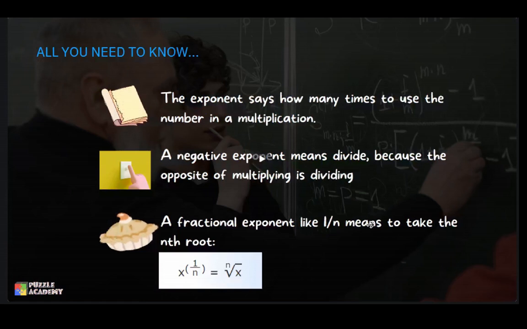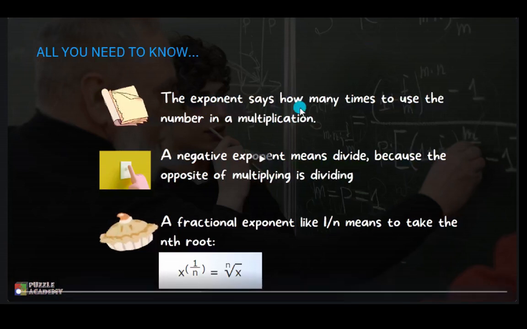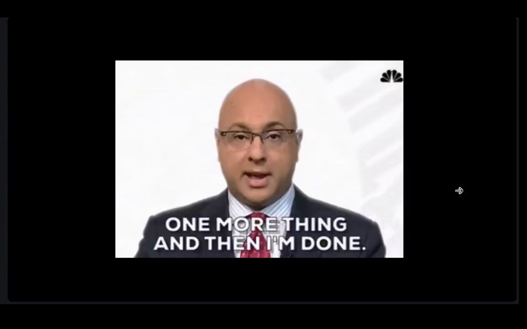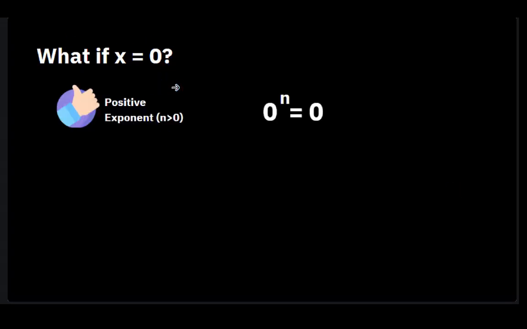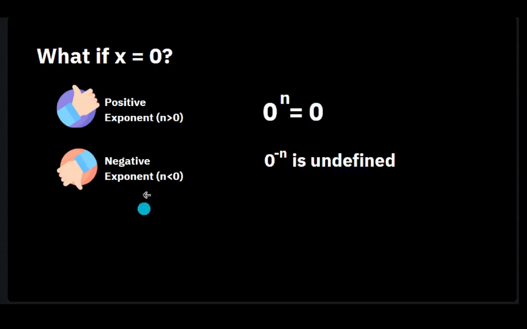Okay, so all you need to know is the exponent says how many times to use the number in a multiplication. Also, a negative exponent means divide because the opposite of multiplying is dividing. So, one more thing, guys, no? What if x is equal to 0? So, yung variable natin mag-equal sa 0. So, 0 raised to n, that is equal to 0 pag positive yung exponent. Ngayon, kapag negative yung exponent, okay, yung n ay negative, the answer would be undefined.